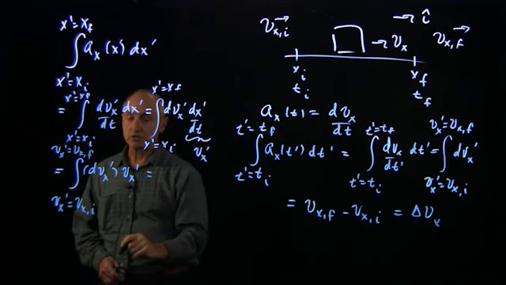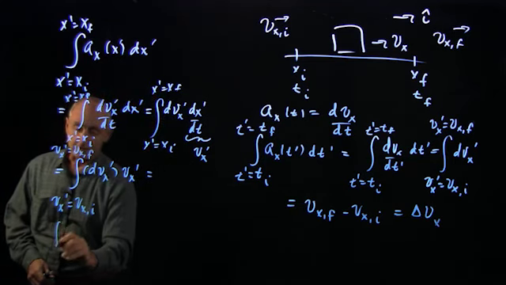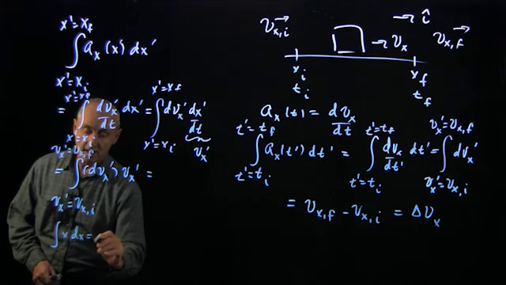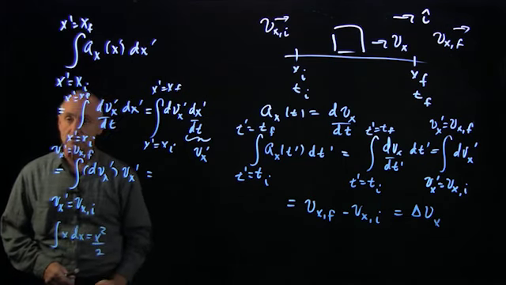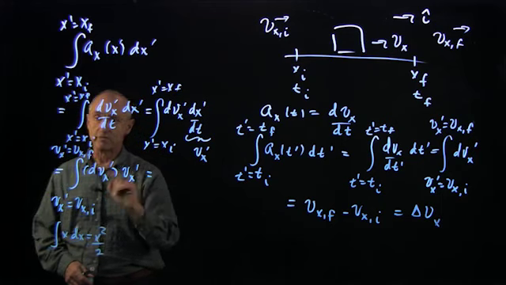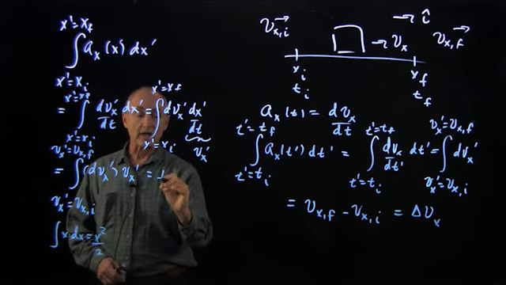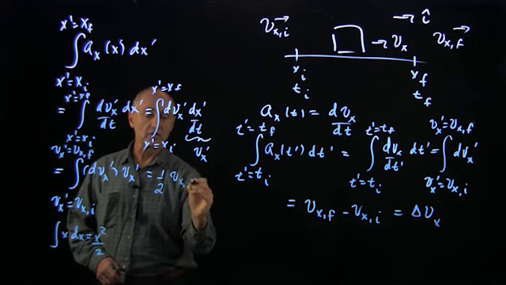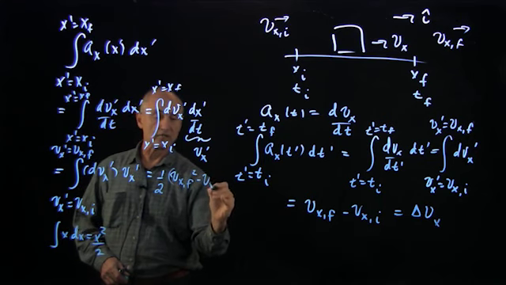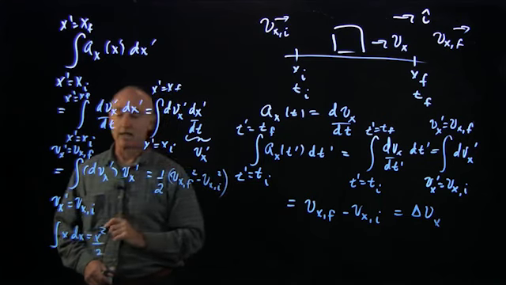Once again, this is a straightforward integral. For those who haven't seen integrals like this, it's just something like x dx is x squared over 2, but our integration variable is vx prime. So what we get is 1/2 times vx final squared minus vx initial squared.